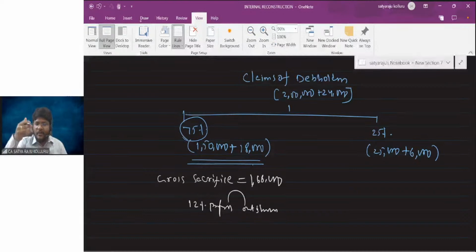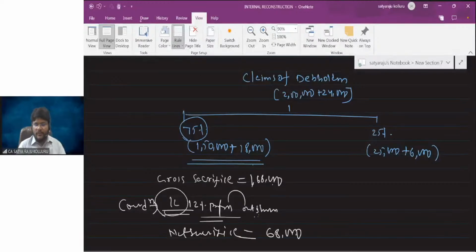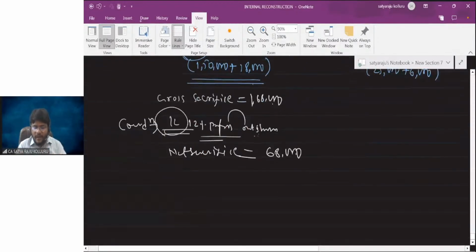Now in the share surrender, to the extent of 1 lakh is preference shares, to the extent of 4 lakhs is equity shares, right? Now out of this share surrender, to the extent of 1 lakh worth of 12% preference shares they're expecting. This is the payment they are expecting in consideration. Means what is the net sacrifice? What is the net sacrifice? 1,68,000 minus 1 lakh, net sacrifice is equal to 68,000. Now concentrate guys, all of you.